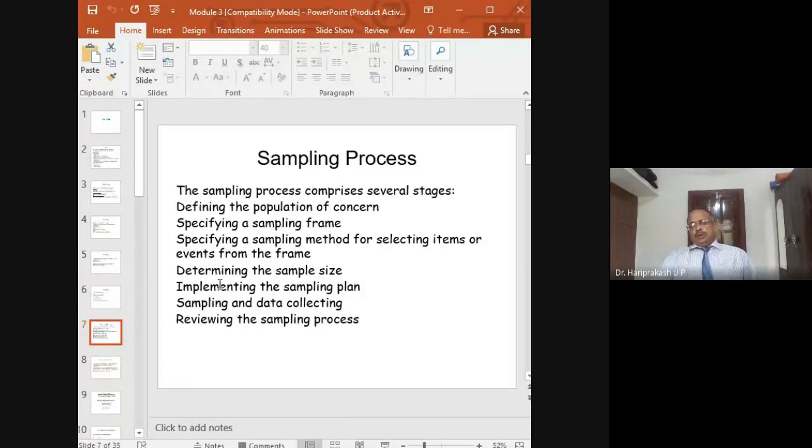Sampling process. So how do you go about doing sampling? The sampling process comprises several stages. First is defining the population of concern, so you should know which is your population for your study. Then specify a sampling frame, so identify and get the sampling frame, right? Then specify a sampling method for selecting the items, so which sampling method do you want to adopt? There are different types of sampling methods, which we are going to discuss in the coming slides.